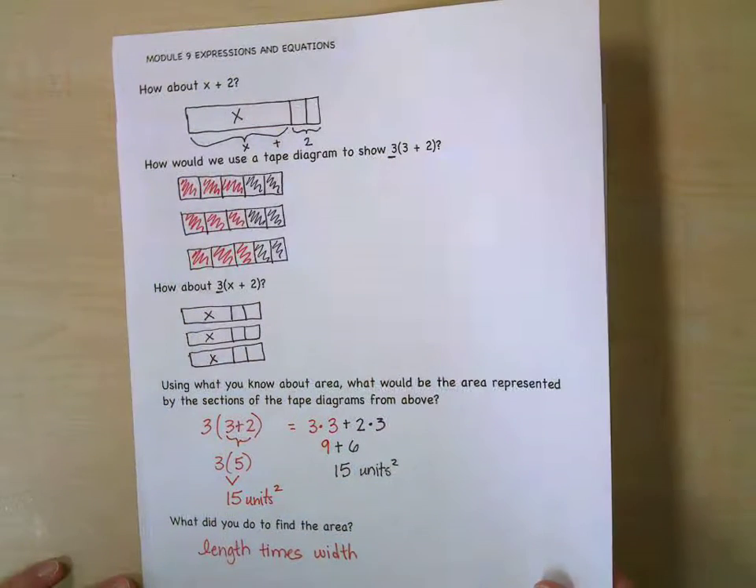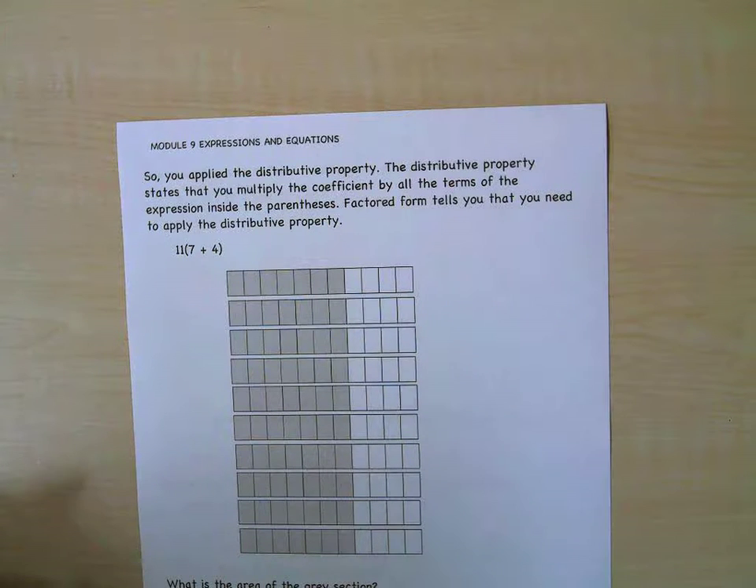Believe it or not, all of this that you just did was called the distributive property. Okay? The distributive property states that you multiply the coefficient by all of the terms of the expression inside the parentheses. Factored form tells you that you need to apply the distributive property.